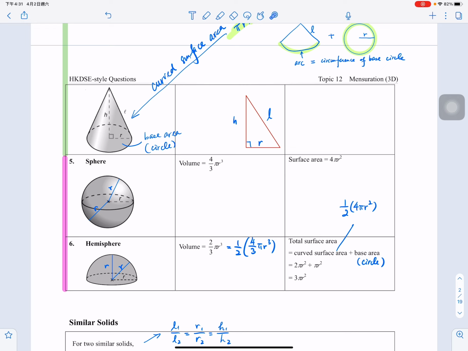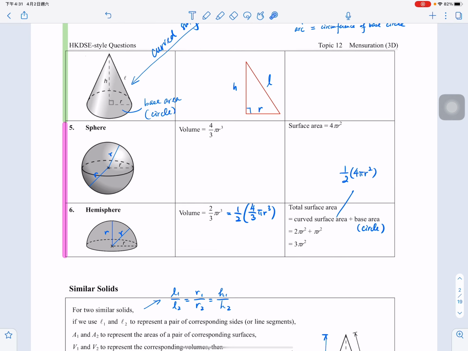This one you need to memorize, the formula for the volume, 4 over 3 pi r cubed, 4 over 3 pi r cubed. And the surface area is 4 pi r squared. And a hemisphere, what does that mean? Half of the volume of a sphere. So 1 over 2 times 4 over 3 pi r cubed, so 2 over 3 pi r cubed.